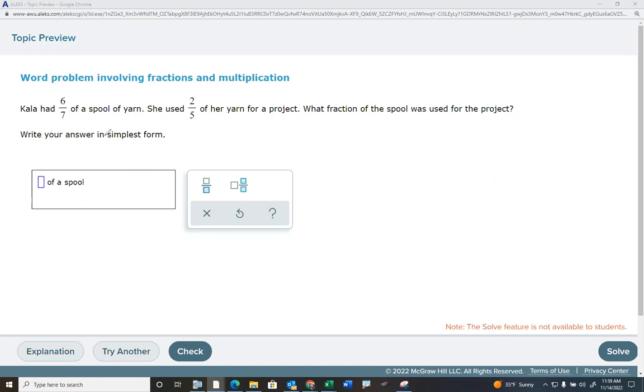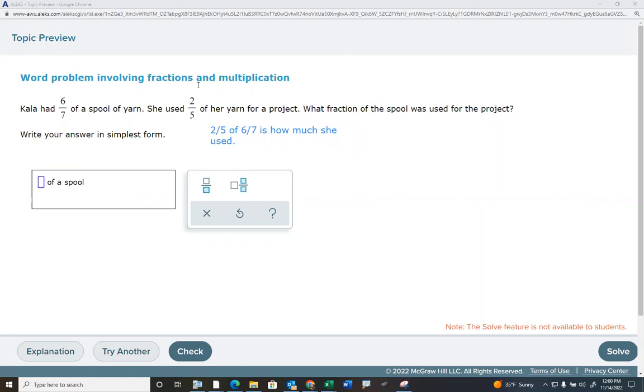Okay, Kala had 6/7 of a spool of yarn. She used 2/5 of her yarn for a project. What fraction of the spool was used for the project? Okay, so I think we can all agree that an alternative way of asking that question is like this. 2/5 of 6/7 is how much she used. I'm assuming Kala's a woman, but oh yeah, it says she. Okay. All righty. So that would be another way of doing it.